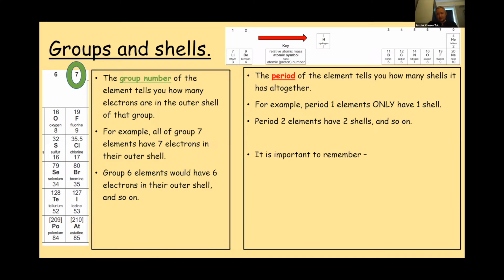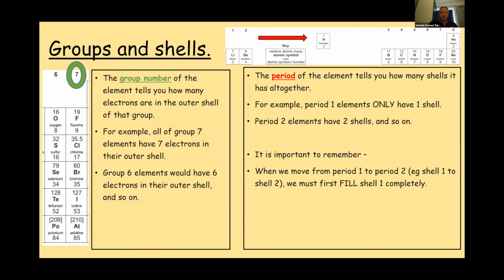It is important to remember though, when we move from period 1 to period 2, e.g. shell 1 to shell 2, we have to fill shell 1 completely with electrons. This means that we can say the shells before the period that we're finishing on are completely full.